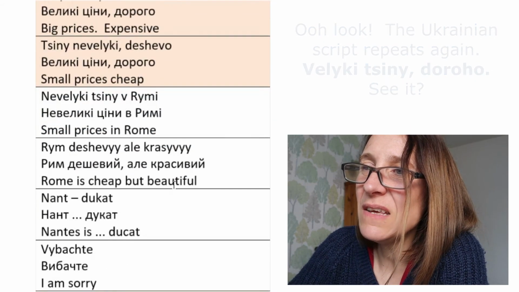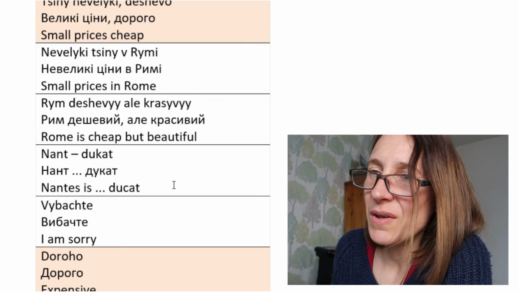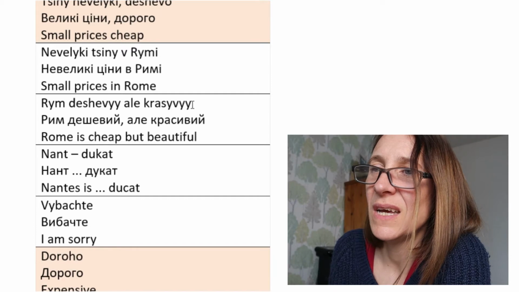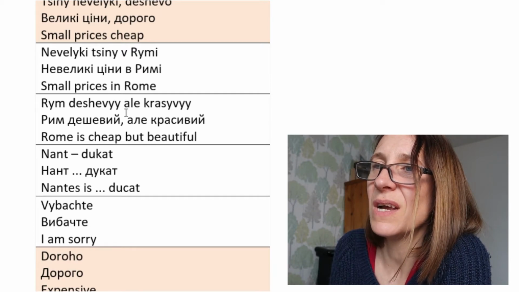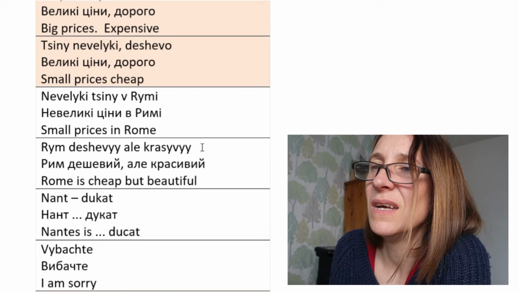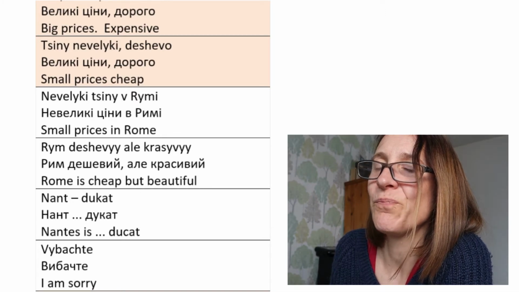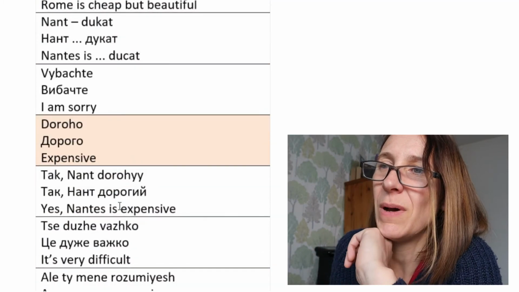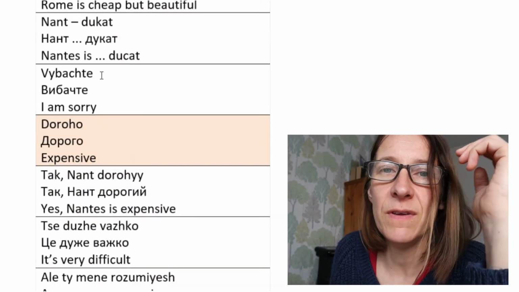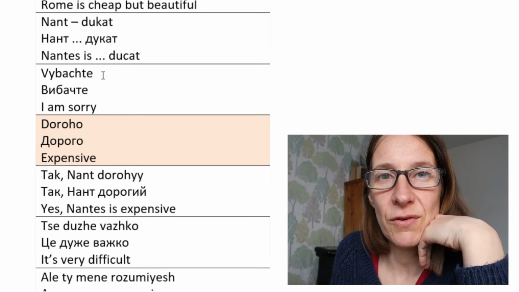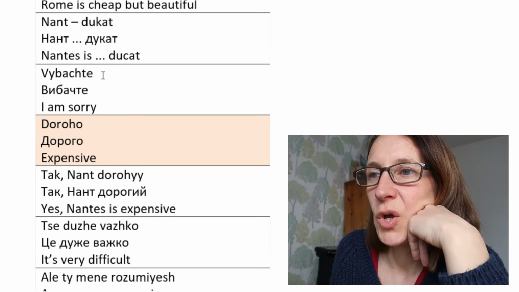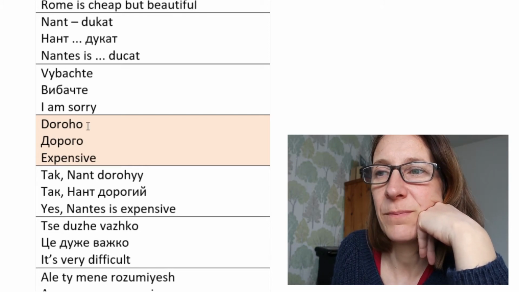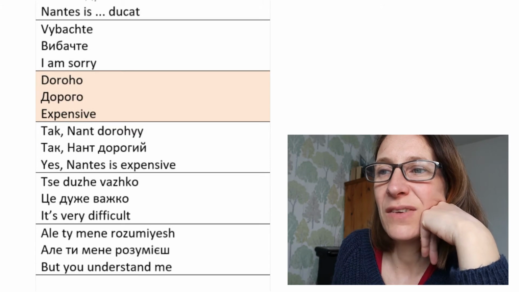Ne veliki ceny v Rimi. Rim deshevi, ale krasivi. Okay, deshevi, cheap, krasivi, beautiful. Nant ducat, so forgotten again. Ducat, vybačte. That's an important word. Vybačte is I'm sorry. Doroho. Doroho means expensive. Tak. Nant dorohi.